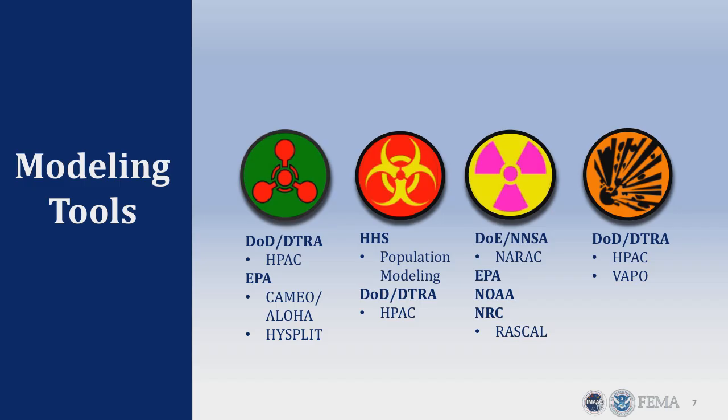So in terms of the modeling tools, there's modeling tools available for chem, bio, radiological, nuclear, and also explosives. So for DTRA, HPAC covers the vast majority of these things. But EPA also has the CAMEO ALOHA Suite, which is on board most first responders' vehicles. HYSPLIT is actually NOAA's tool at all the weather forecast offices that they can run.